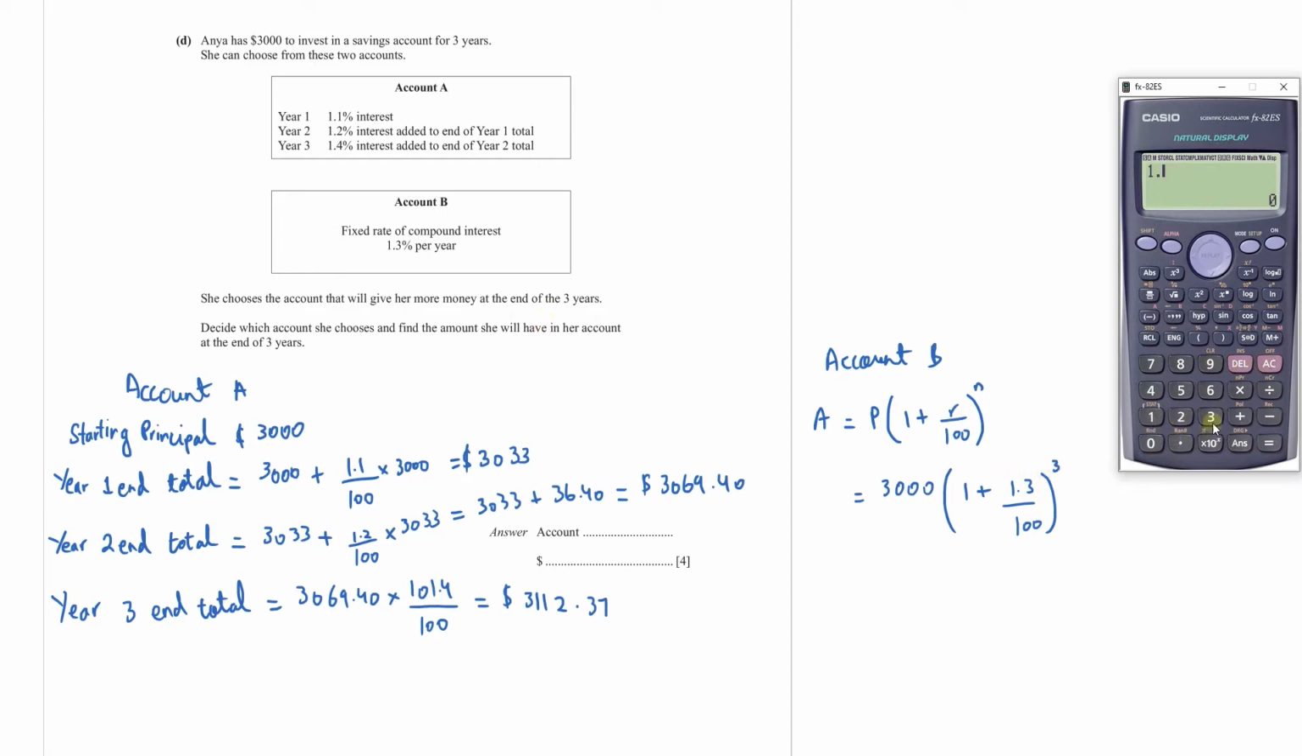So 1.3 divided by 100 plus 1, and then this to the power 3, and then multiplied by 3,000. Here you will get $3,118.53. If you compare the two values, she will have more money if she invested in account B. So your answer here is account B. And how much money will she have after the end of 3 years? It's $3,118.53.